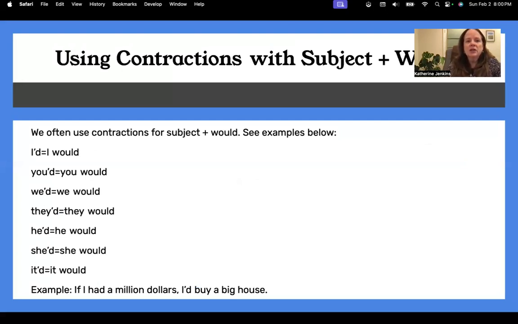Let's talk about using contractions with subject and would. I'm just going to pronounce these so that you know that when we speak, we often contract would with the subject. So I'd, I would, you'd, you would, we'd, we would, they'd, they would, he'd, he would, she'd, she would, it'd, it would. So we speak this way. You can also write this way, except it is very unusual to write. If I had $1,000,000, I'd buy a big house. There's an example.